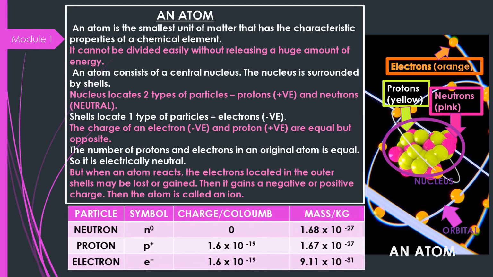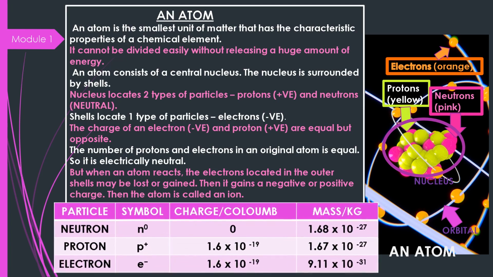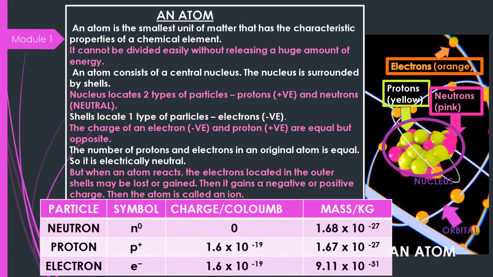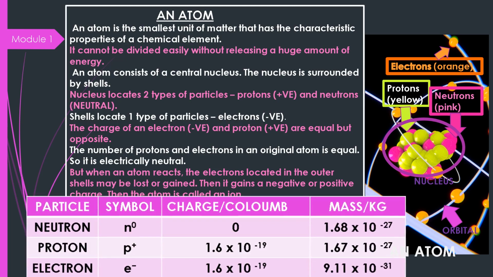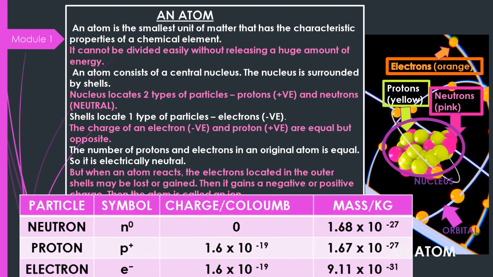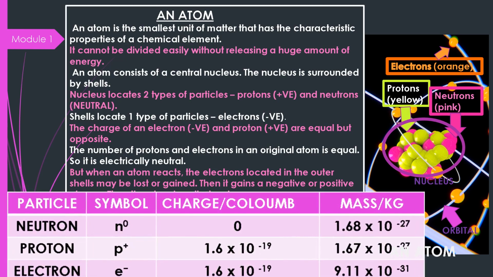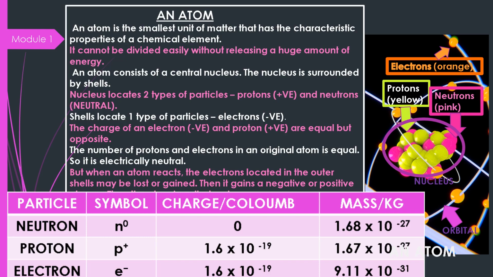Please look through the chart. The chart shows all the three particles, neutrons, protons and electrons with their symbols, the charge they possess and the mass they have. From the table you can understand that both proton and electron have the same charge, but protons have a positive charge whereas electrons have a negative charge. And the mass of a neutron and proton are somewhat close to each other. The heavier particles, that is the neutron and proton, are located inside the nucleus, and the lighter particle, that is the electrons, are revolving around the nucleus in definite orbitals.